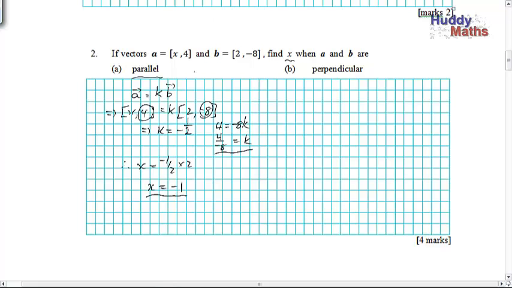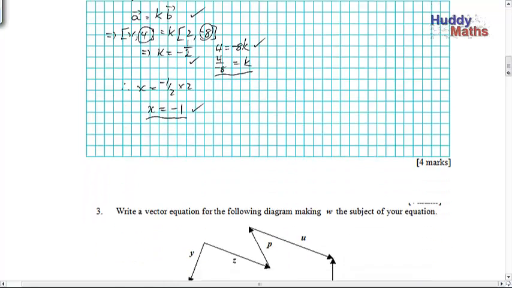So the first thing is to show that you know it's a scalar multiple. And the next thing, I guess, is to write this, find k, and then apply it to the x value. So -1/2 times (2, -8) will give (-1, 4). Okay, very good. How are you going? Mark it carefully. Let's keep going now.